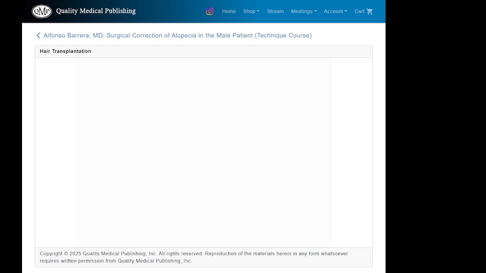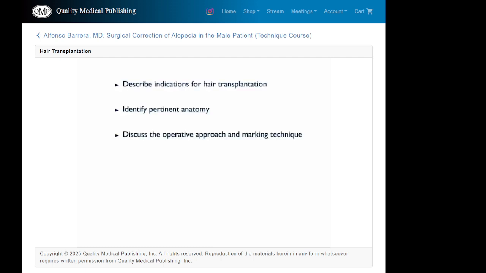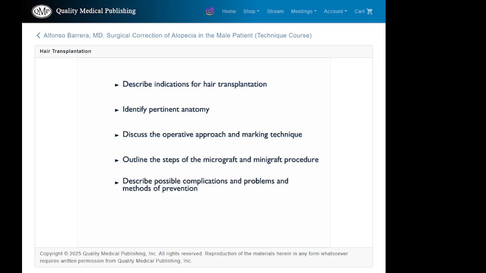After completing this learning session, you should be able to describe indications for hair transplantation, identify pertinent anatomy, discuss the operative approach and marking technique, outline the steps of the micrograft and mini-graft procedures, describe possible complications and problems and ways to prevent them, and discuss postoperative care.